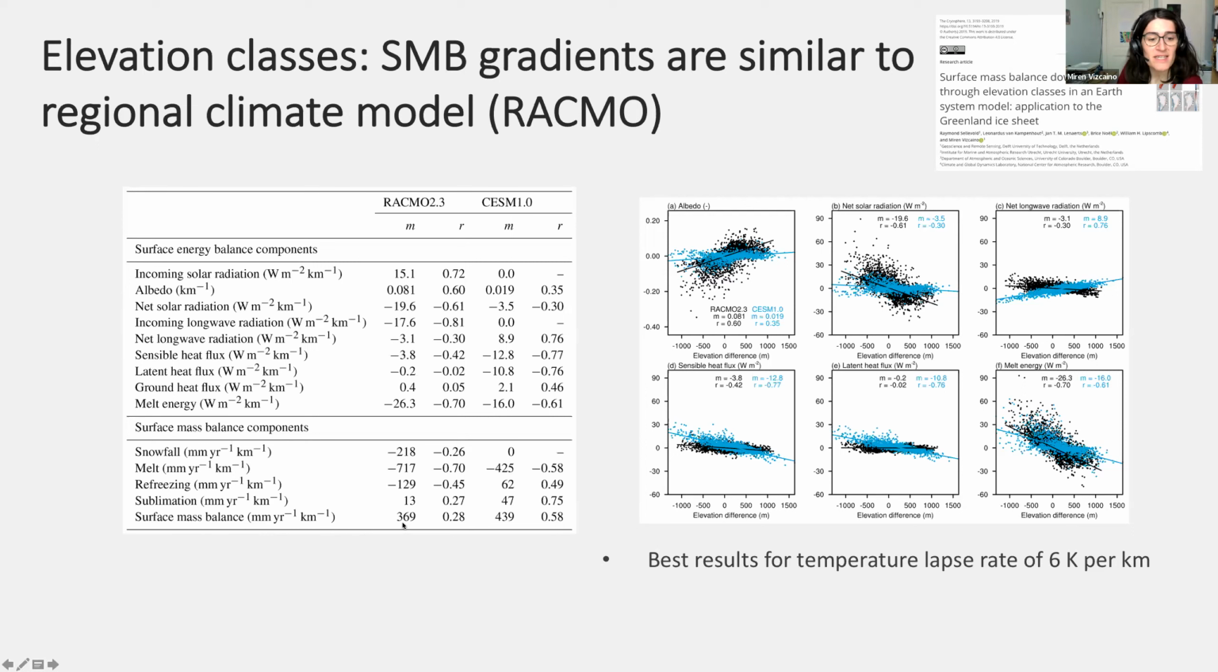So for instance, this is the variation of the SMB with elevation, and we have this 369 millimeter per year per kilometer for RACMO, and the comparison with what we get with CESM is quite good. But you can go variable by variable, and you will see some differences, discrepancies.